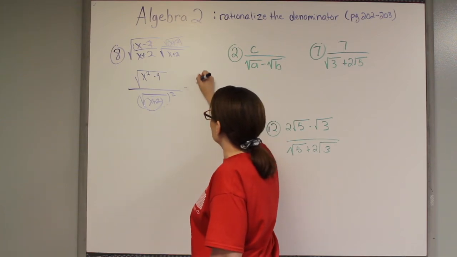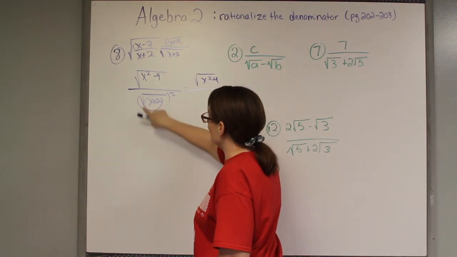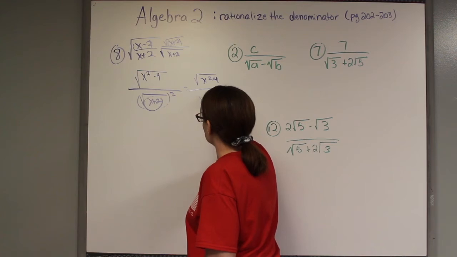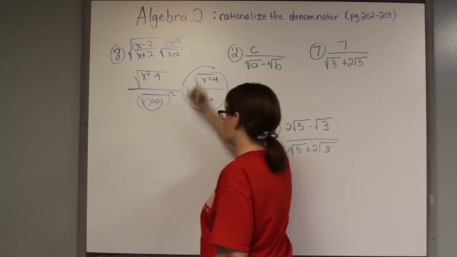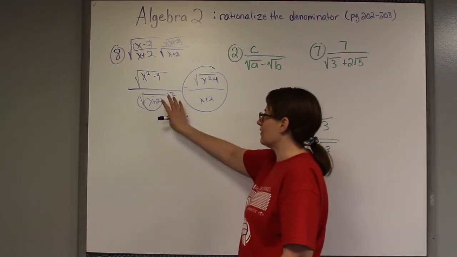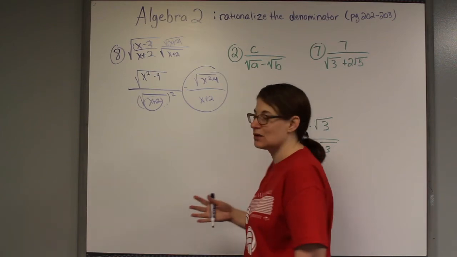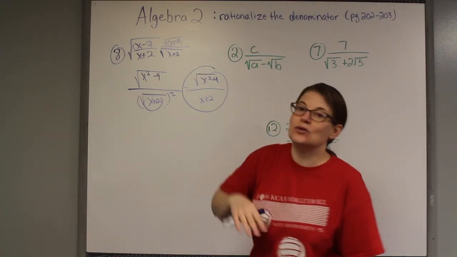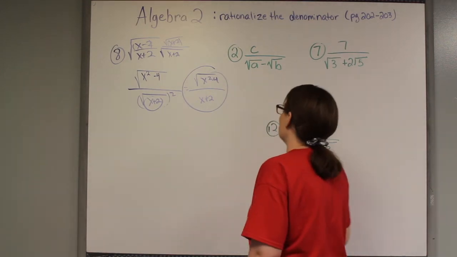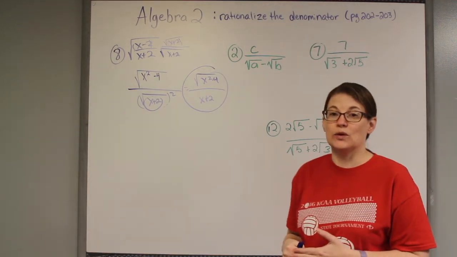So what I will do is leave this like that, and then the square root of this whole radical is just x plus 2. And that is your answer, okay? So even though I could have FOILed that and got x squared plus 4x plus 4, I would have had to undo all that to take the square root out of it, so it didn't make sense to do that to me.